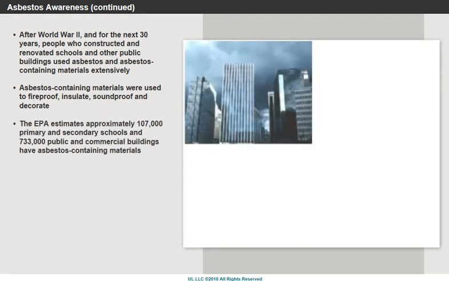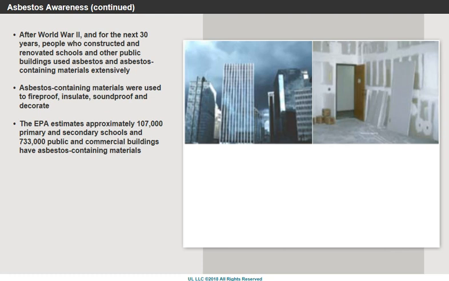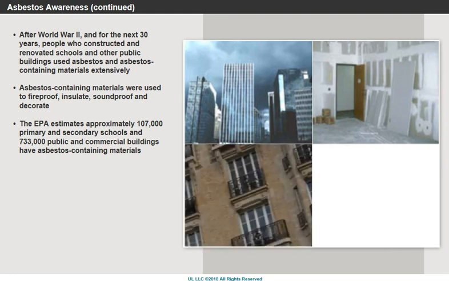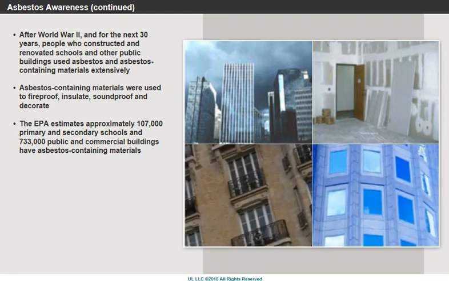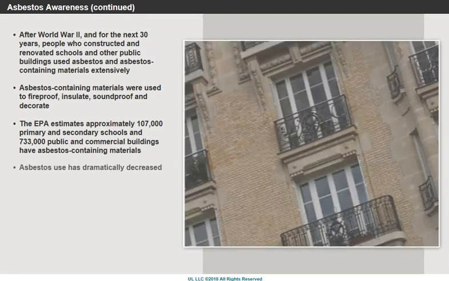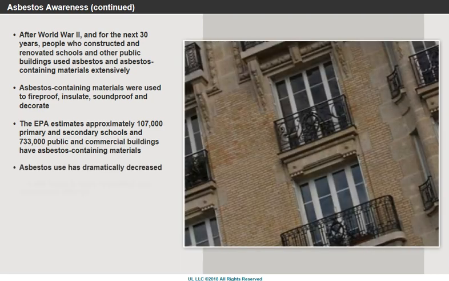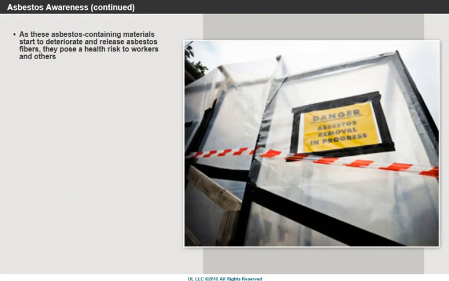The Environmental Protection Agency, EPA, estimates that there are asbestos-containing materials in most of the nation's approximately 107,000 primary and secondary schools and 733,000 public and commercial buildings. Although the use of asbestos has dramatically decreased, it is still found in many residential and commercial settings. As these asbestos-containing materials start to deteriorate and release asbestos fibers, they pose a significant health risk to workers and others. An awareness of asbestos and its health hazards is critical to protecting yourself and others.